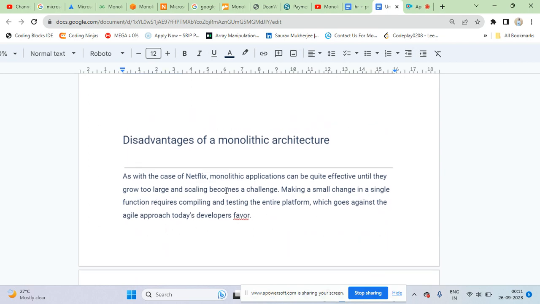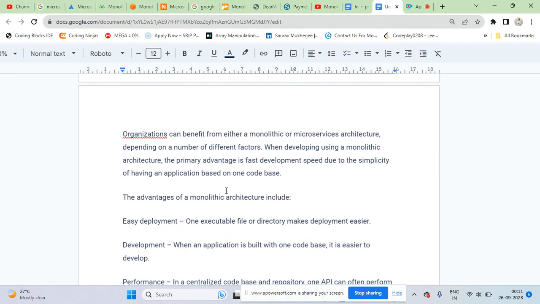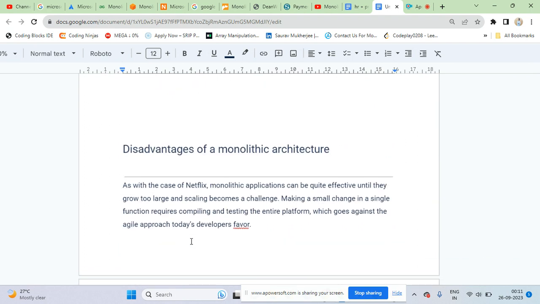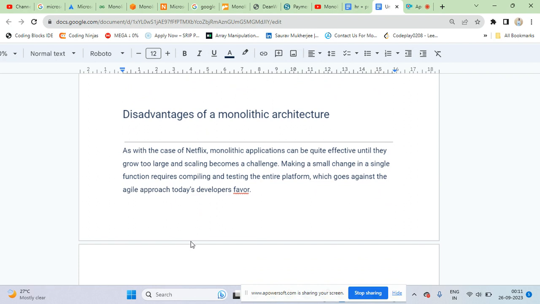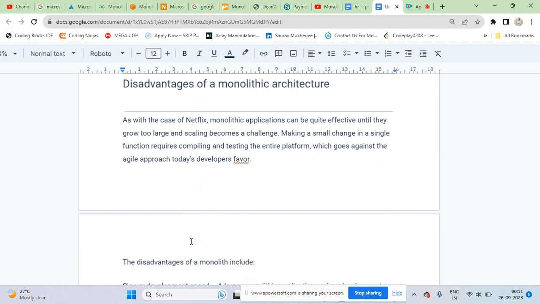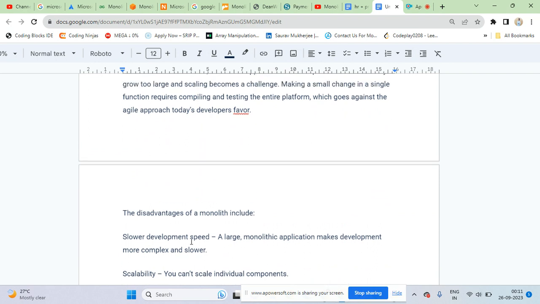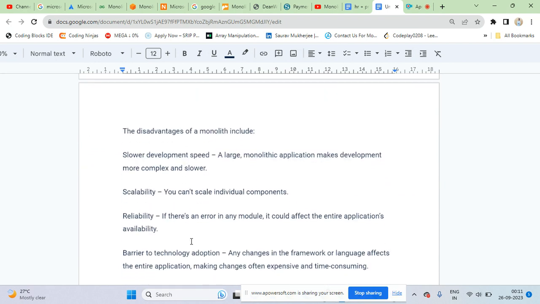Now the disadvantages. Most of the advantages will become disadvantages. Debugging is easy, but only in the case of small code. In the case of Netflix, it was quite effective until they grew too large and scaling became a challenge. Making a small change in a single function requires compiling and testing the entire platform, which goes against the agile approach. So the disadvantages are very limitless.